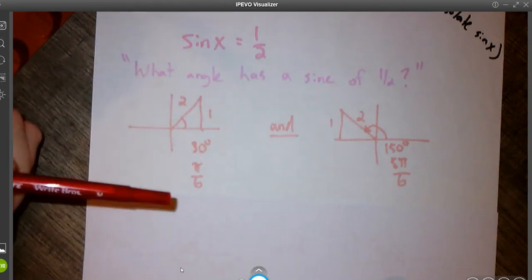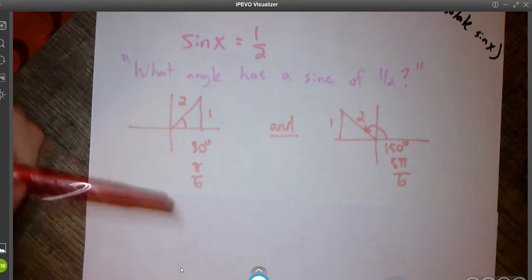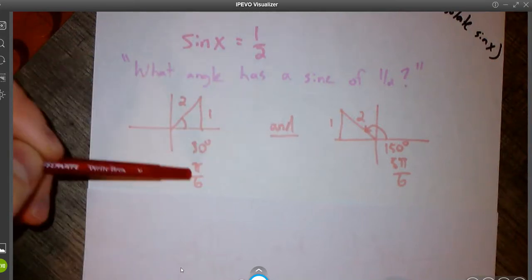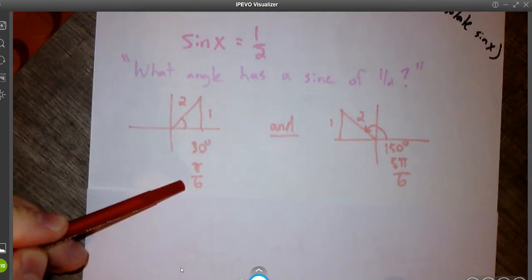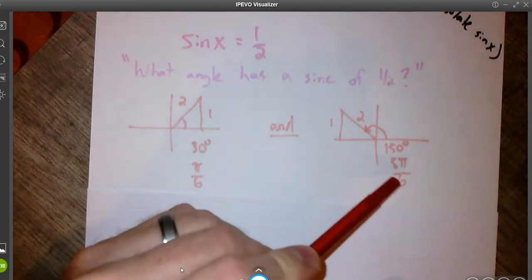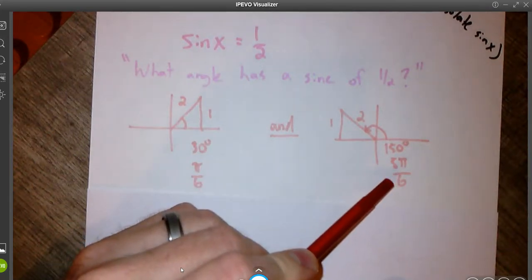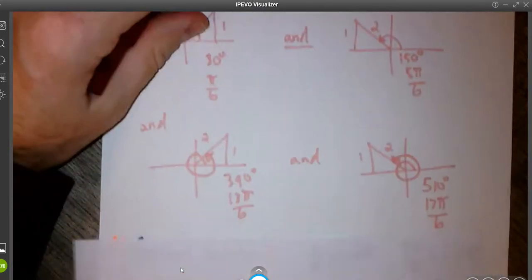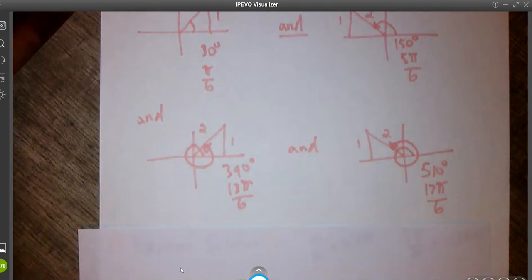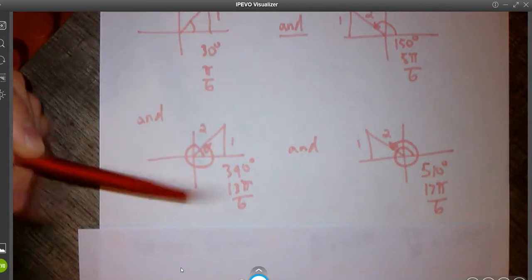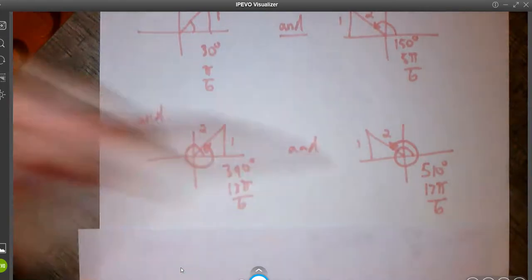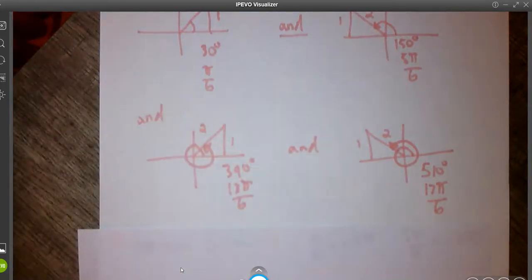So now we're going to put together everything we did with our bell work, and we want to write a general equation that will give me pi over 6 and all of its coterminal angles, and 5 pi over 6 and all of its coterminal angles. Here's a picture of me showing you coterminal. Sine of this angle, 390, would still be 1/2. The sine of 510 would still be 1/2. So we need to include those in our answer.